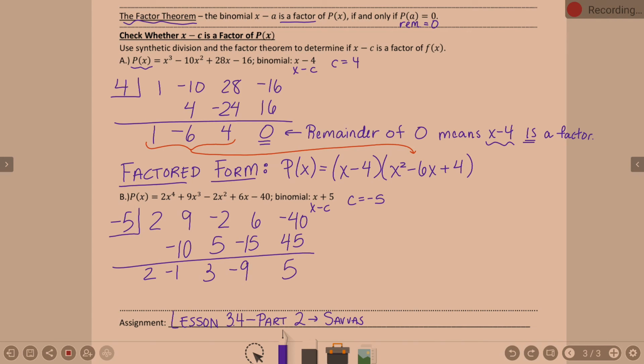What do we know? There is a remainder of 5. So what does that tell me? Because the remainder is not 0, then x plus 5 is not a factor. Right, you can't do a factored form.